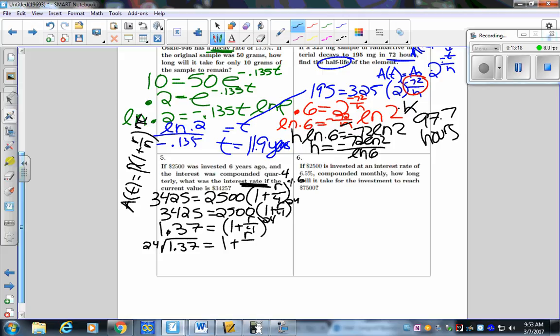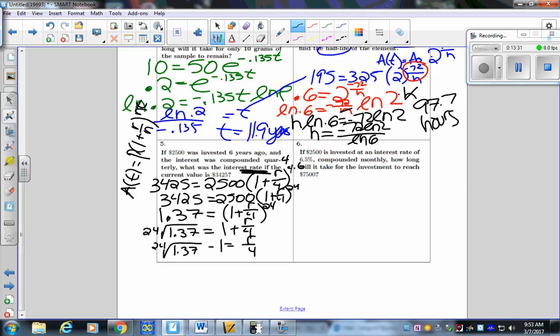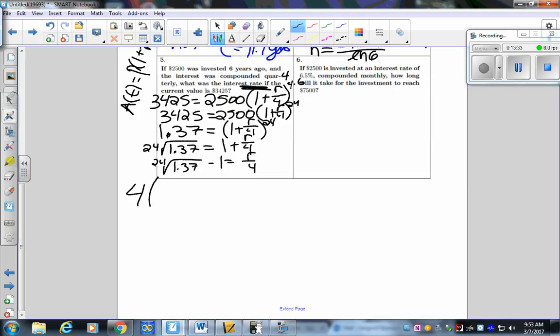Okay, so that's done. I did the inverse. All right, so now what? Let's subtract the 1. So I'm just solving for R here. So I've got the 24th root minus 1. And my last step to get R alone is to multiply by 4. So I end up with 4 times this.